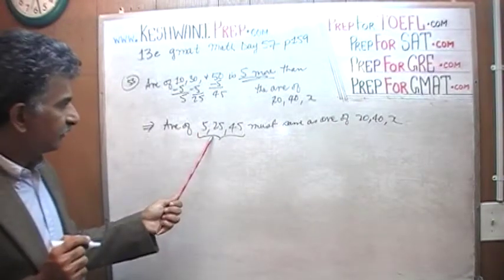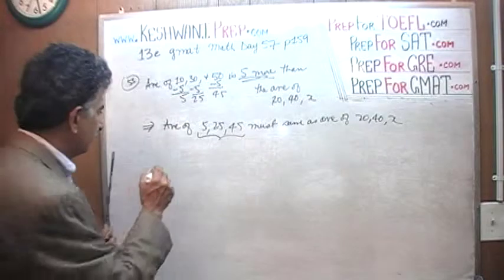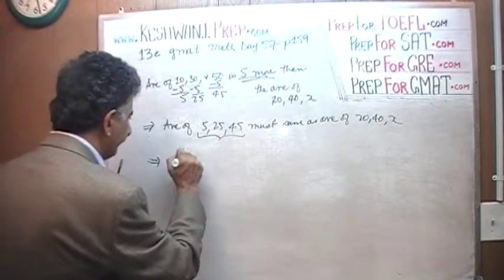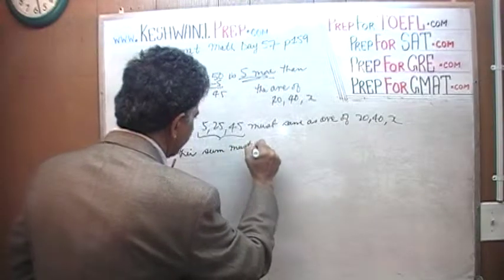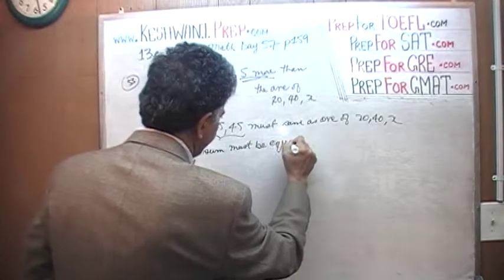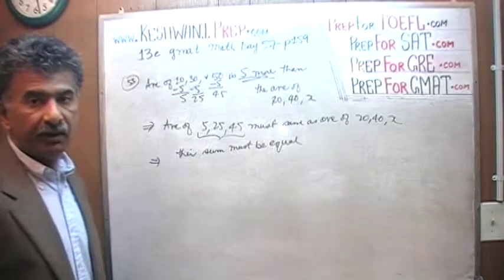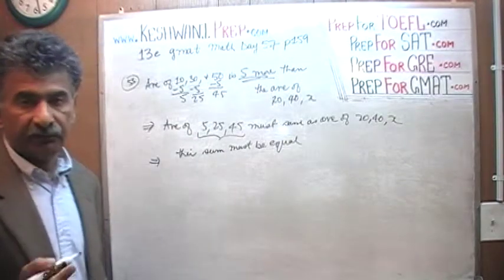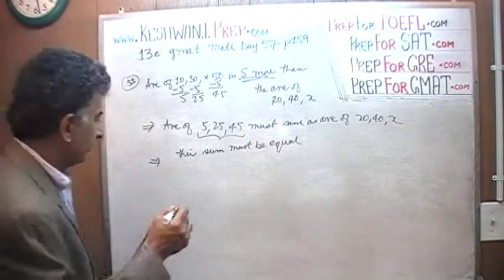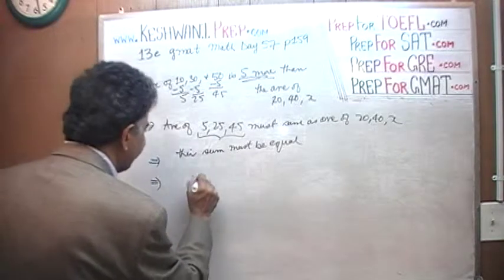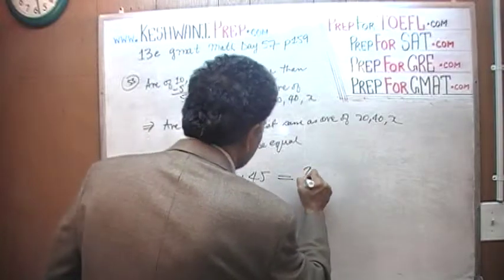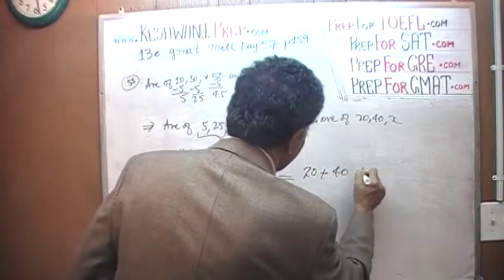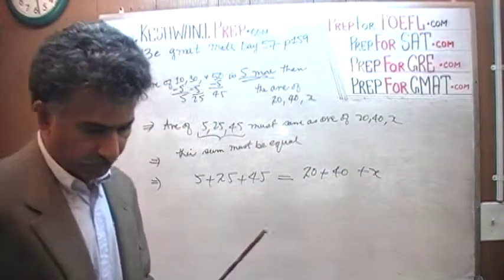Now, if the average of these three numbers is the same as the average of those three numbers, that implies that their sum must be equal. How do you find the average? You add up the three numbers and divide by 3. Since the average is the same, their sum must be the same. That implies that 5 plus 25 plus 45 must equal 20 plus 40 plus X. You with me so far? I hope you are, because we are almost there.